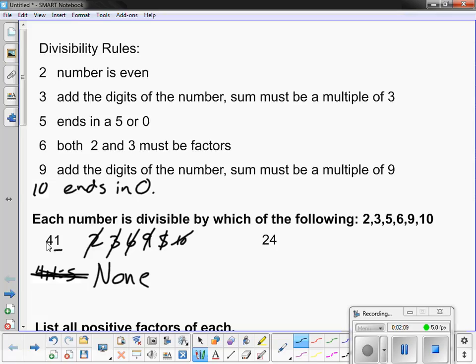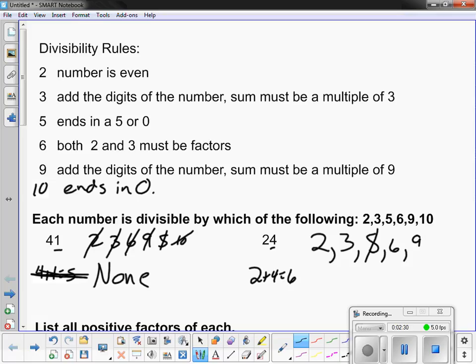Now 24 ends in a 2. That means 2 is a factor of it. If I take 2 plus 4, I get 6. 6 is a multiple of 3. So 3 is a factor of it. 5, it ends in a 4. 5's not in there. 5's out. 6, 2 and 3 both go into it. 6 is going to go into it.